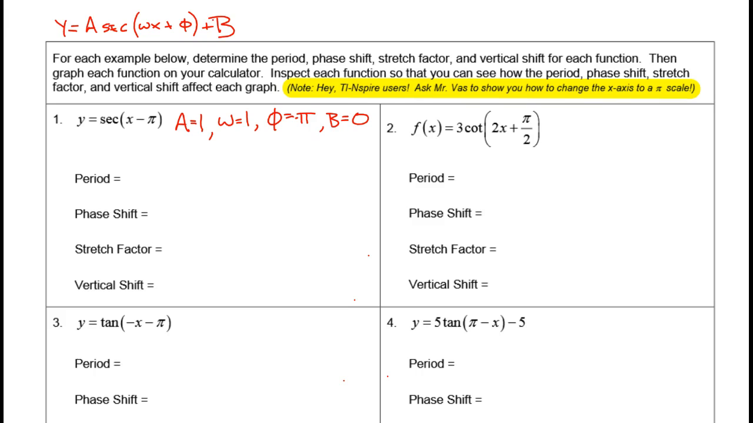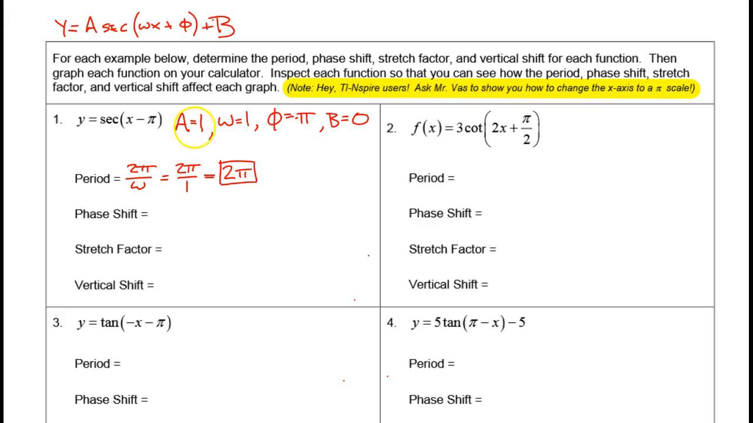Well, from the front side, you should remember that the period of the secant function is 2 pi over omega. So if I have 2 pi over 1, that gives me a period of 2 pi. It takes a length of 2 pi on the x-axis for this function to go through one period. And I guess I should make mention of this.